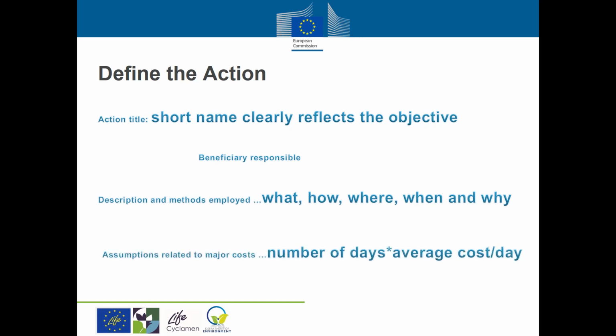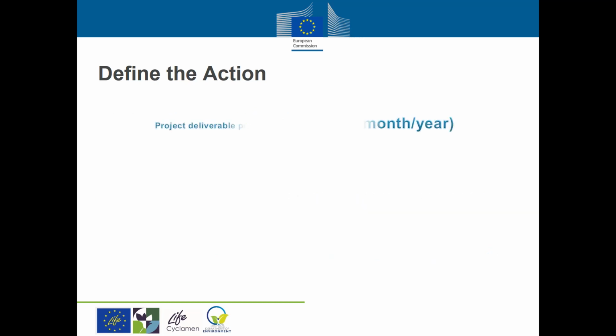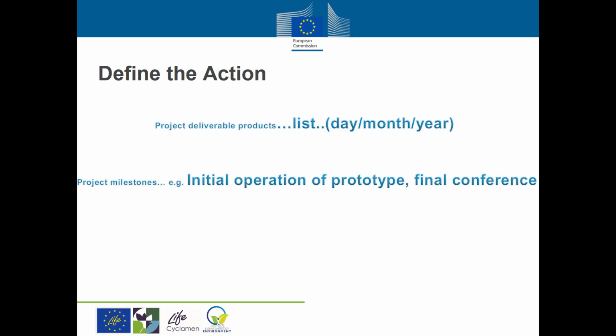Assumptions related to major costs of the action. For example, mention the methodology used for estimating the costs of main expenditures in this action. Project deliverable products. Make a list of all deliverable products and the corresponding completion deadline. Project milestones. The same applies for project milestones. They are defined as key moments during the implementation of the project. For example, initial operation of prototype, final conference, etc.